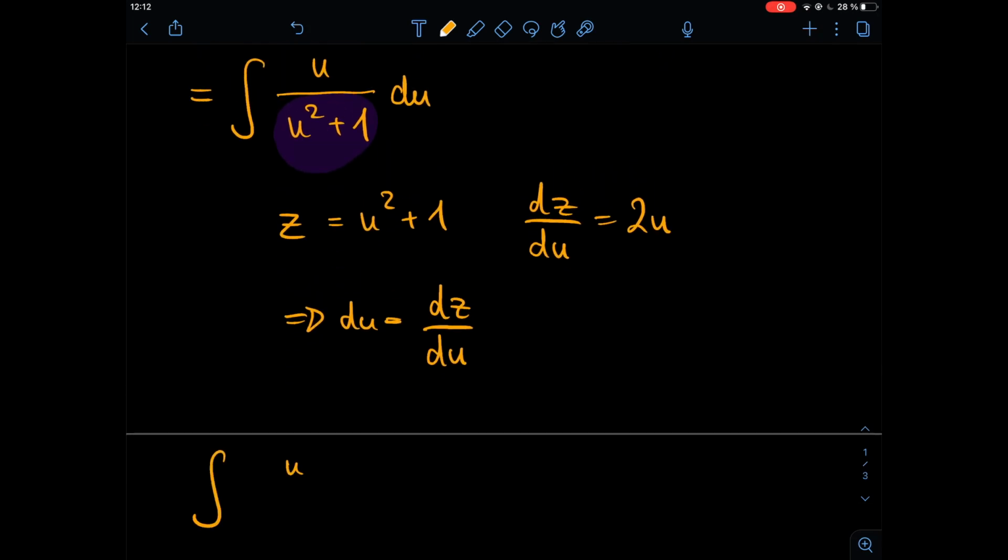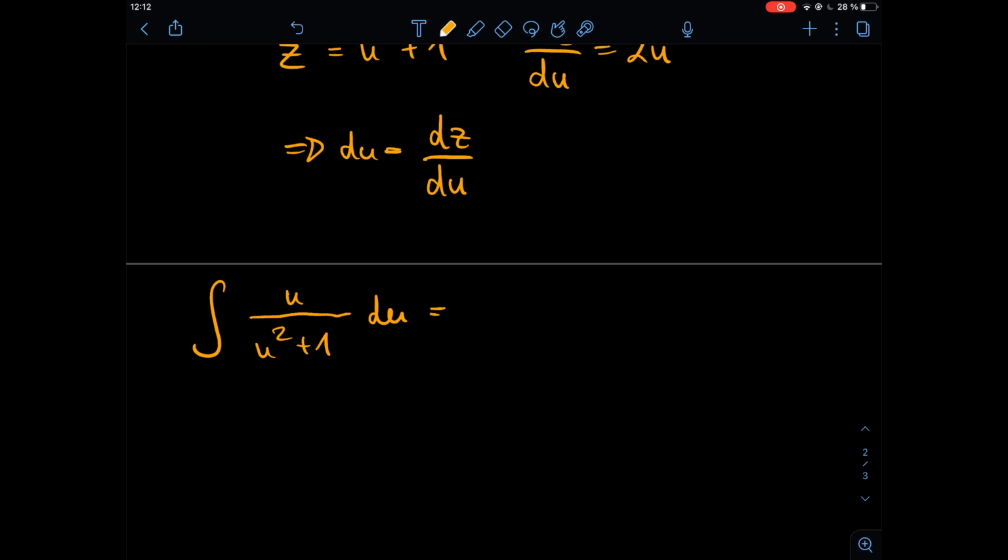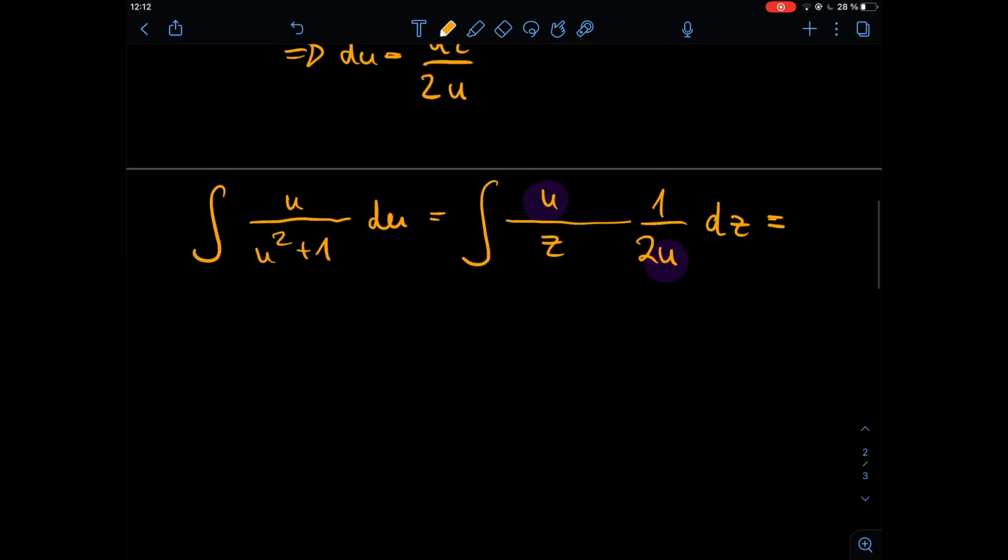So now let's plug that into the integral. So the integral was u over u squared plus 1 du, and now we get u in the numerator divided by z, and then times, here I did a little mistake, this should not be du, this should be 2u, so we get here divided by 2u and times dz. So this u and this u, they cancel each other out, so in the end we will get the integral times 1/2 and 1 over z dz.